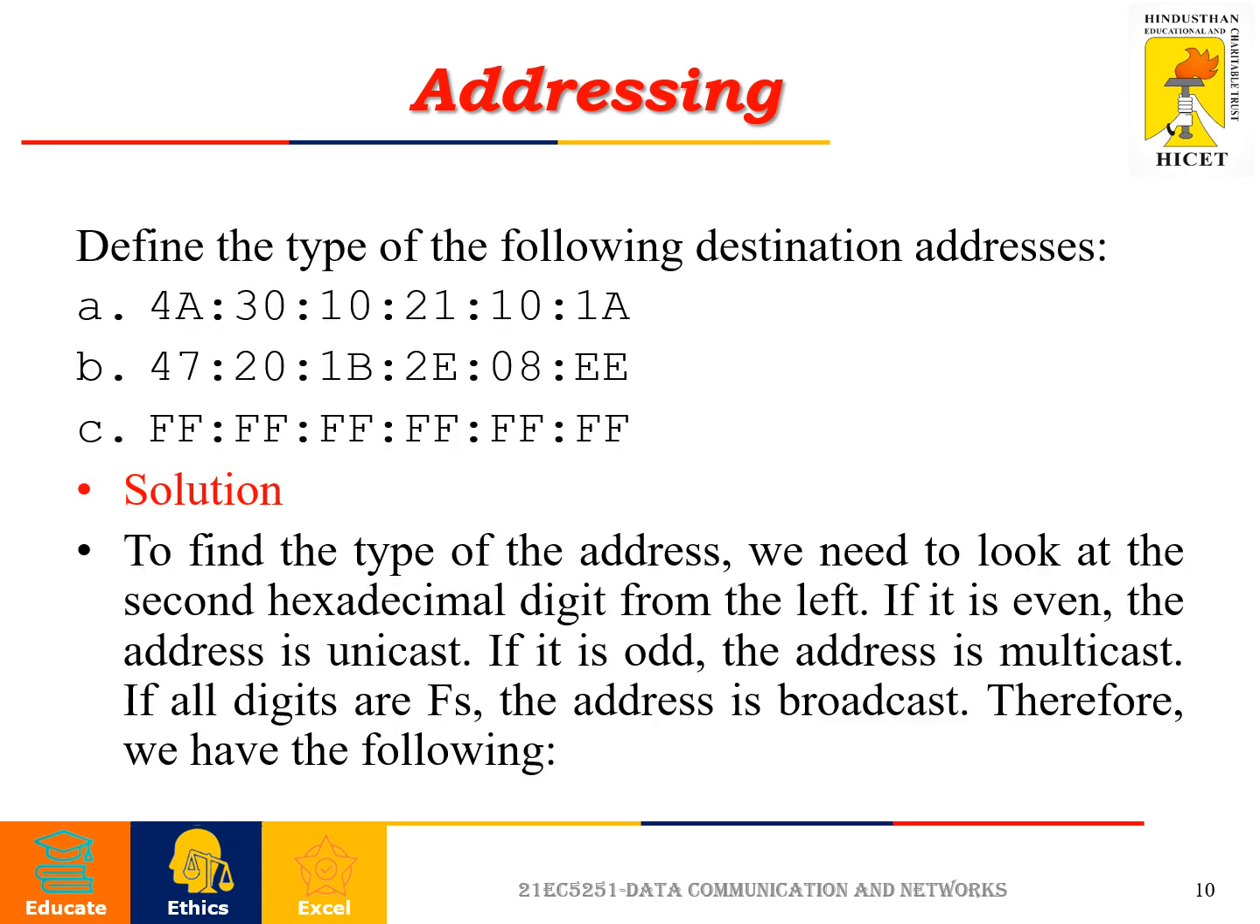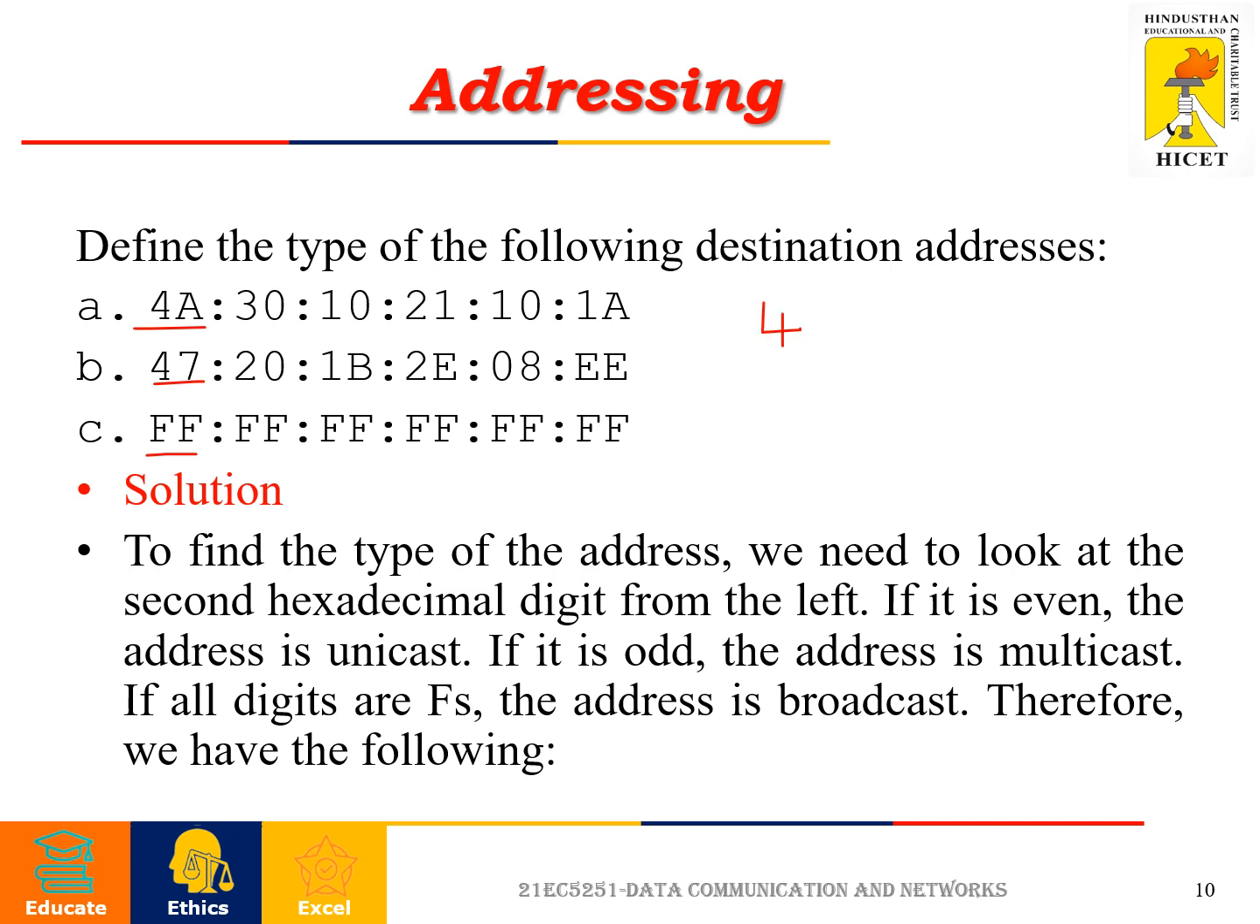Here is another problem. Define the type of the following destination address. Based on the first address, we can define which type it is. To find the type of address, we need to look at the second hexadecimal digit from the left. If it is even, the address is unicast. If it is odd, the address is multicast. If all digits are F, the address is broadcast. Therefore, we have the following: 4A.